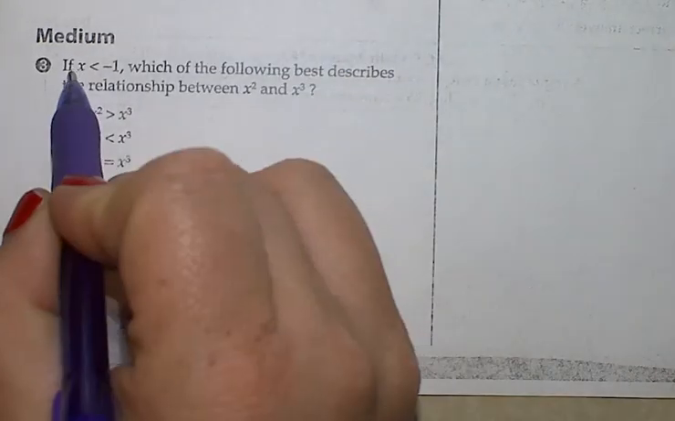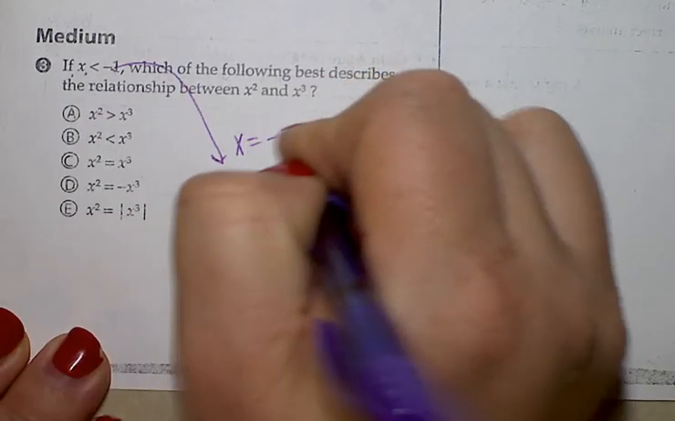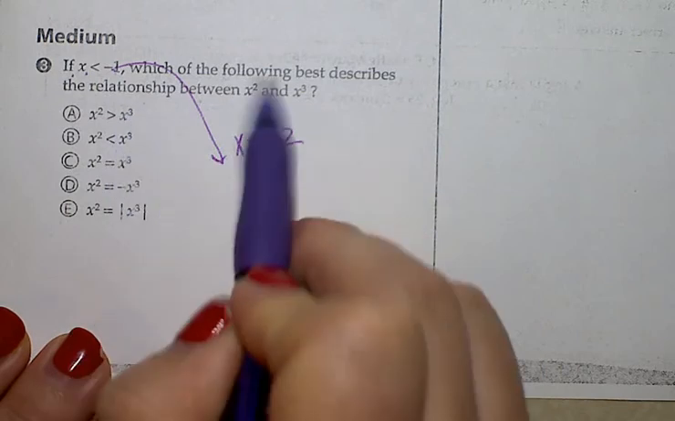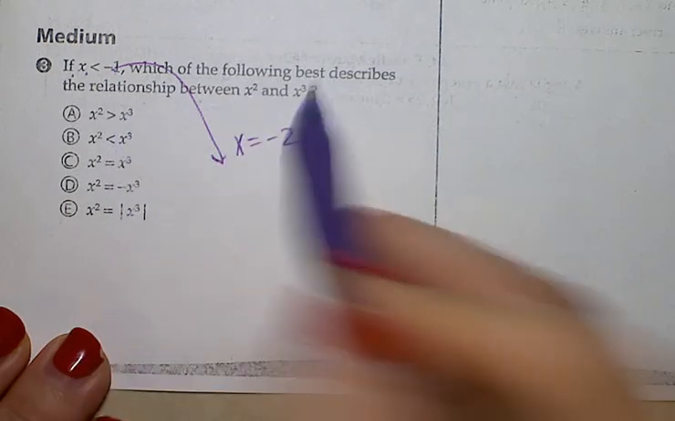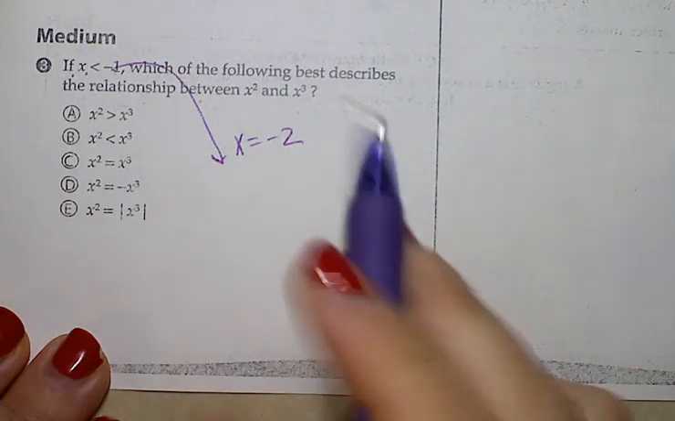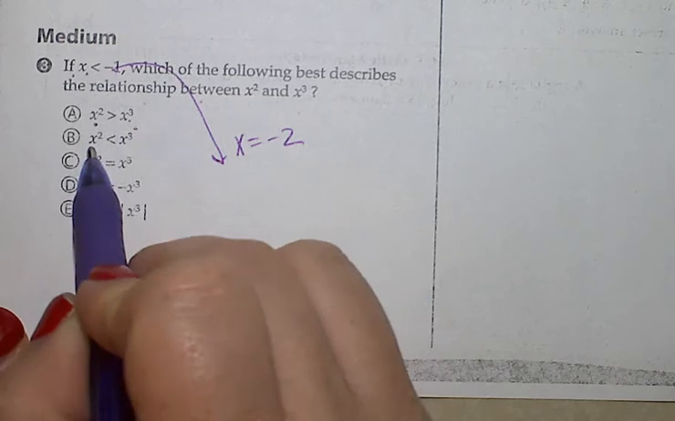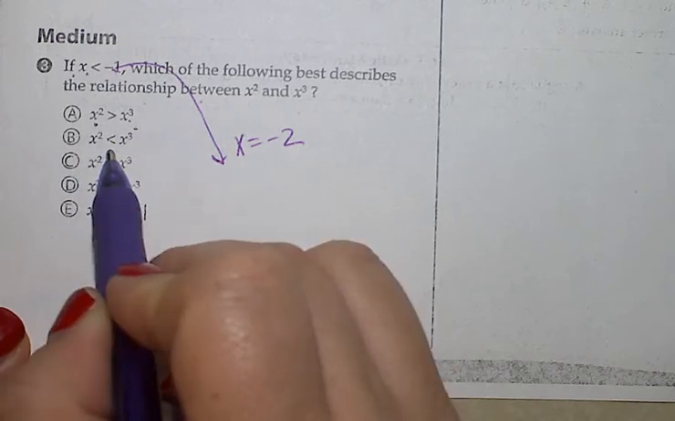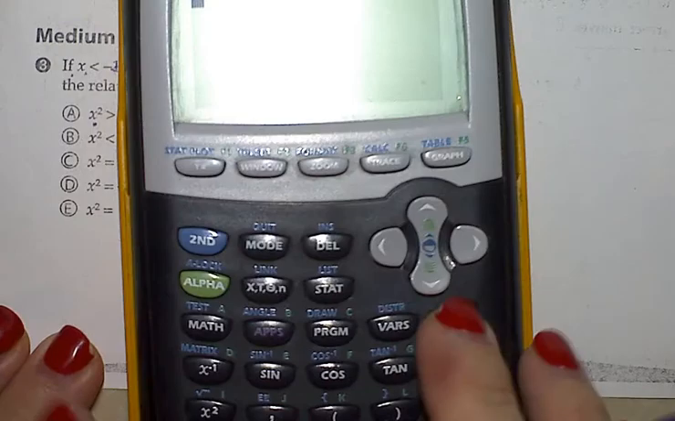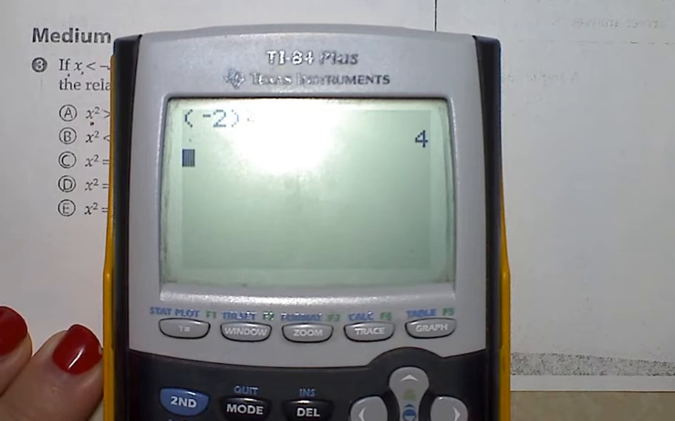If x is less than negative 1, so let's just say x is equal to negative 2. Which of the following best describes the relationship between x squared and x cubed? So we're going to plug them in and find out which one has a true statement. Now here's the deal. When you plug this in, what do you have to make sure to do? If you don't do this, it's going to be wrong. Anybody remember? Has to be in parentheses. So what is negative 2 squared? Well, if you're working on time and you feel like you're blanking out, negative 2 squared is 4.